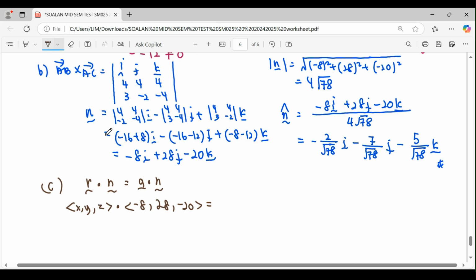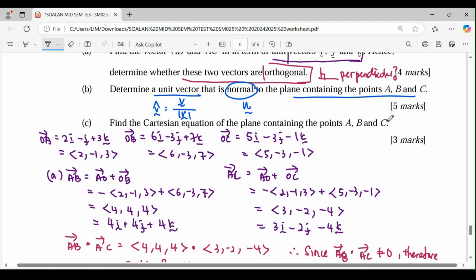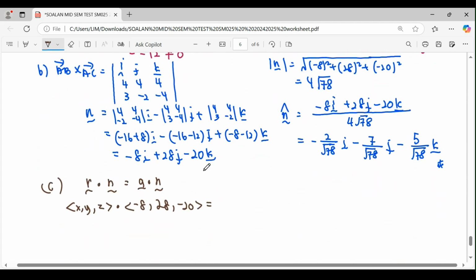So the point, one of the point here, you can see our question here consists of 3 points. You just randomly take one point. We can take A, we can take B, we can take C. So the point in the position vector 2, negative 1, 3. The point in the vector form. So the point is not in the coordinate form, yeah?